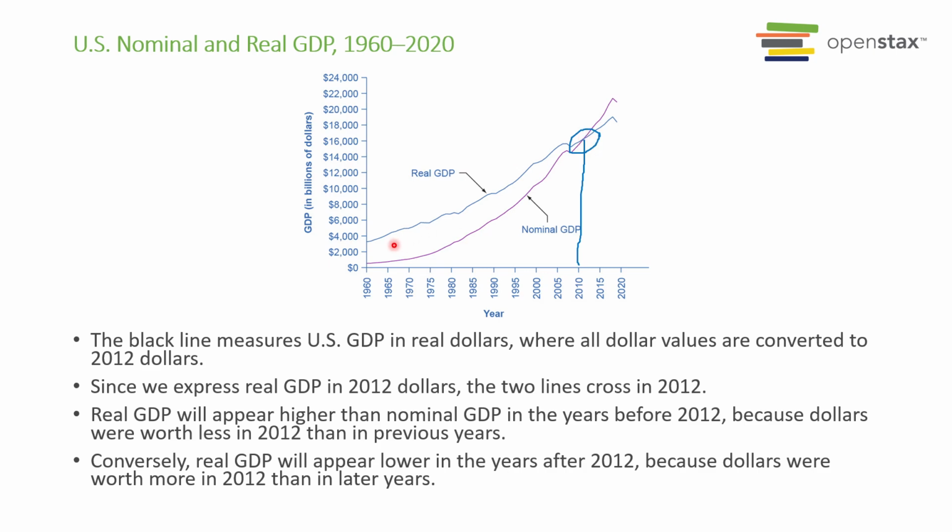So anytime you have a graph of real GDP and nominal GDP, wherever they intersect, that happens at the base year. Why? Because of what we just talked about earlier. And that is that in the base year, nominal GDP and real GDP are going to always be equal to each other.